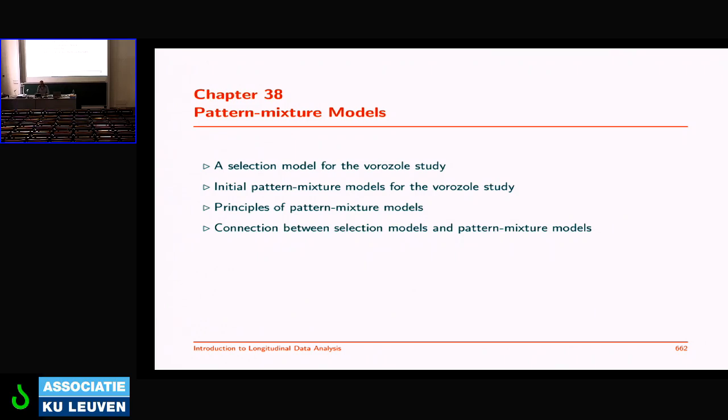In the final chapter of this part, and that also makes it the final chapter of the course, chapter 38, we will look at pattern mixture models. Now, pattern mixture models can be used in a variety of ways, and recently quite a bit of additional work has been done around pattern mixture models. I will come to that.